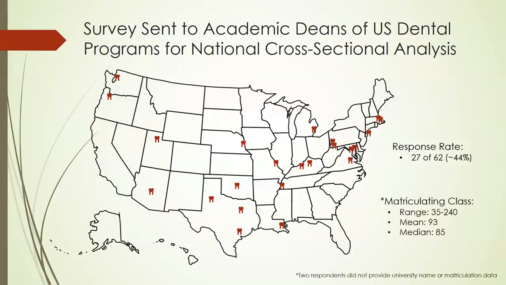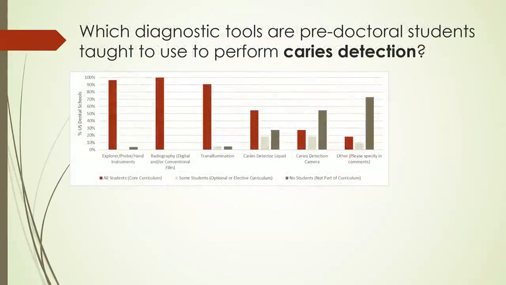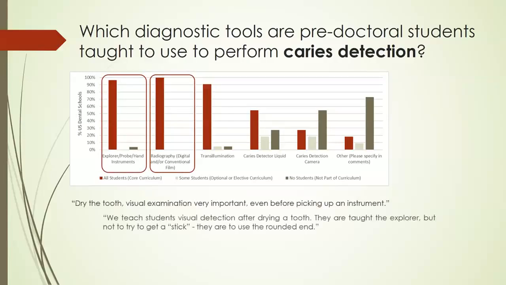The number of matriculating students in these programs ranged from 35 to 240 students, with a mean of 93 and a median of 85. For each of the 6 hard tissue diagnosis applications, respondents were asked which diagnostic tools their predoctoral students are taught to use. Beginning with caries detection, the survey results indicate that close to 100% of schools teach students to utilize an explorer and radiography as the primary diagnostic methods.